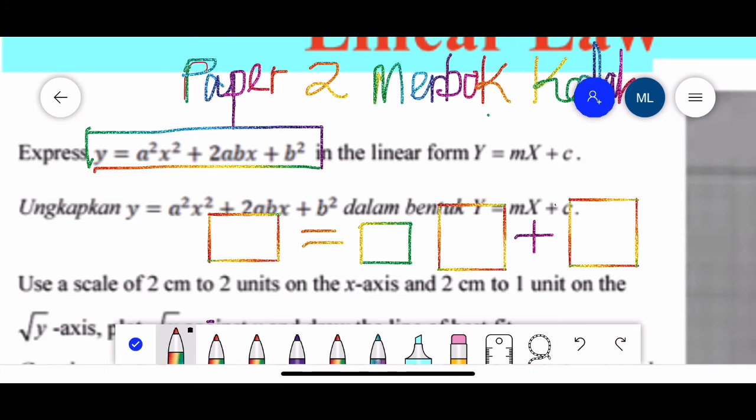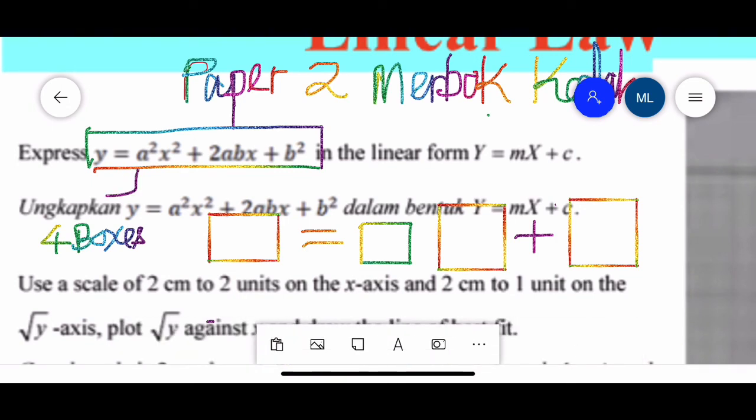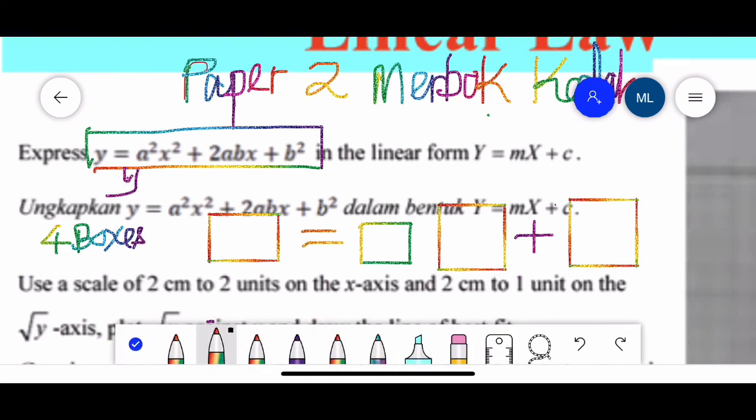So from the question, I know that my big Y is square root of y, and my big X will be small x. So I have to sort out all the terms into 4 boxes. Let's imagine there are 4 boxes. You just want to throw y, a squared x squared, 2abx and b squared into the 4 boxes, and they will form an equation Y equal to mX plus c.